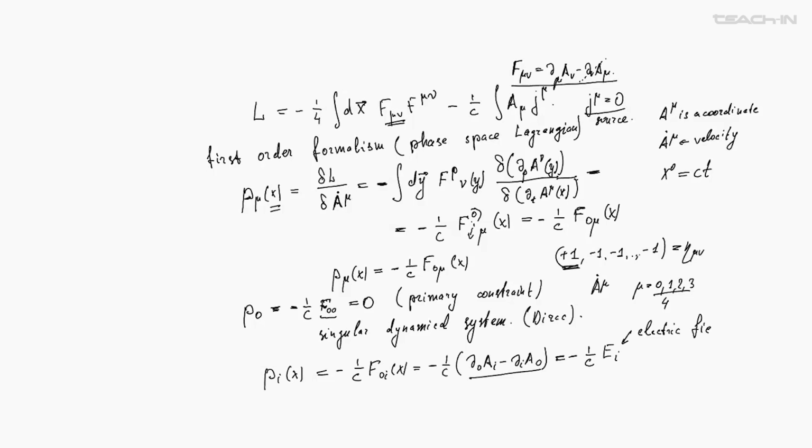So the canonical momenta corresponding to spatial index i running 1, 2, 3 is, up to this -1/c coefficient, simply an electric field. So this means that ai is a coordinate, and essentially ei is its canonical momentum. So canonical momentum is an electric field with respect to the coordinates represented by the electromagnetic potential.